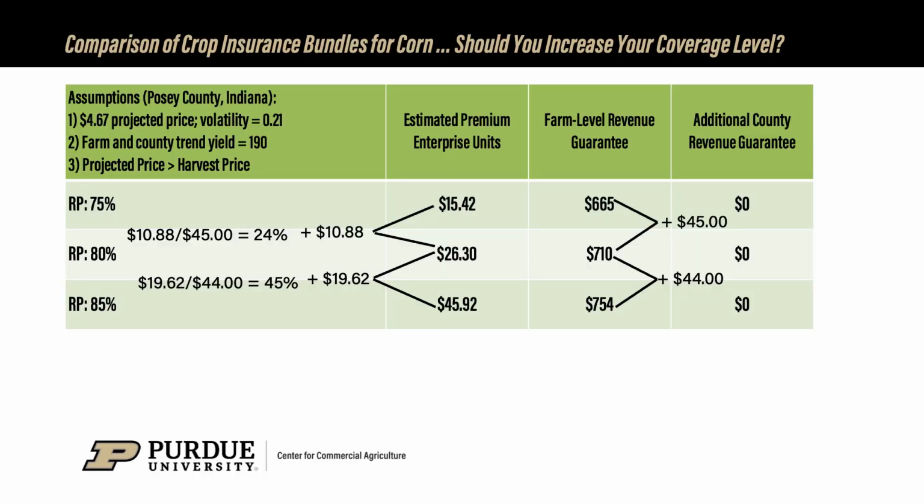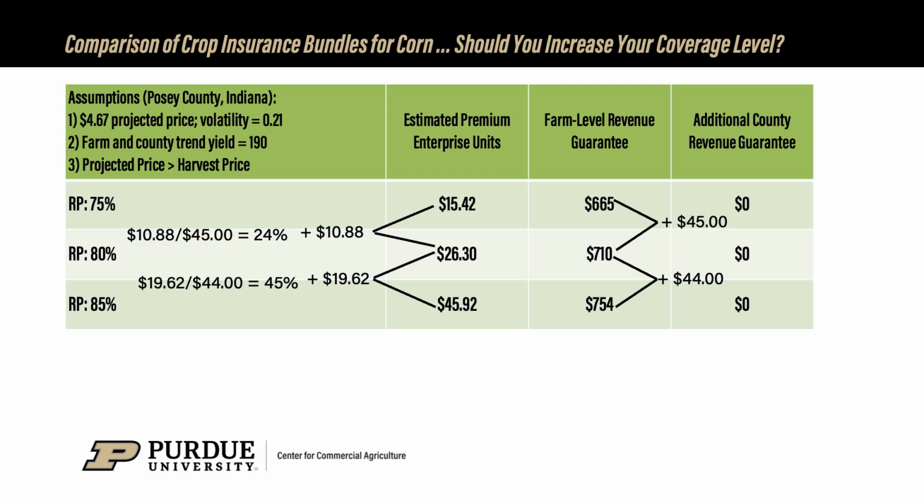All right, let's take a look at the comparison of the crop insurance bundles for corn. One of the things we wanted to do was ask whether you want to increase or perhaps decrease your coverage, and maybe find an easy thumb rule way to do that. We've made some assumptions here in terms of the projected price and the volatility, so the premiums would depend on where those final numbers come in. We've also assumed a 190 trend-adjusted yield for Posey County. That is about where the trend-adjusted yield is, but it's kind of a county average, even though we're looking at farm-level coverage here.